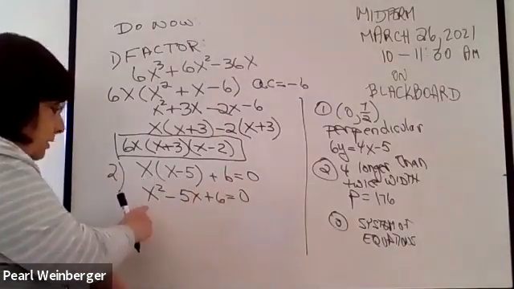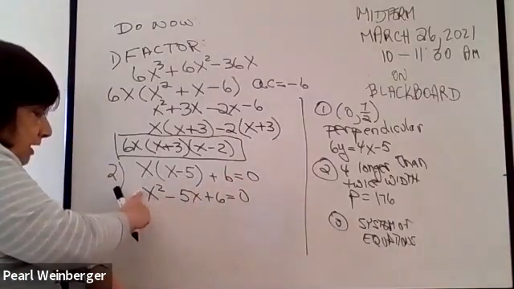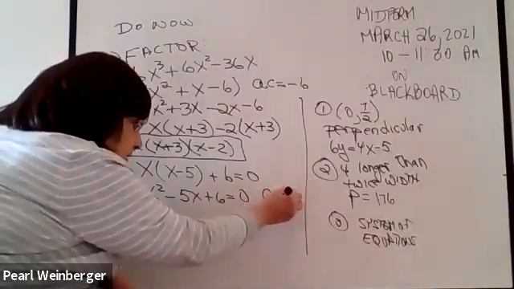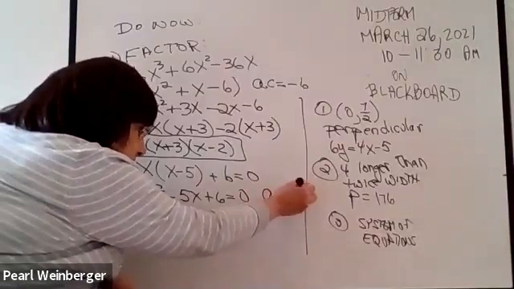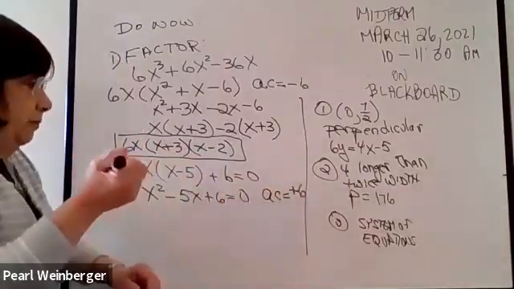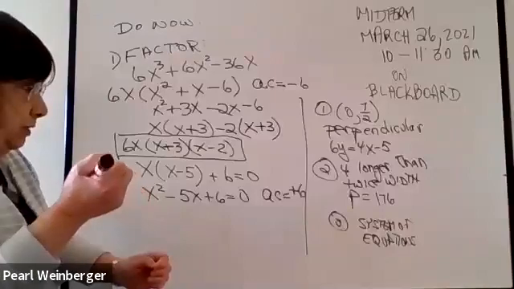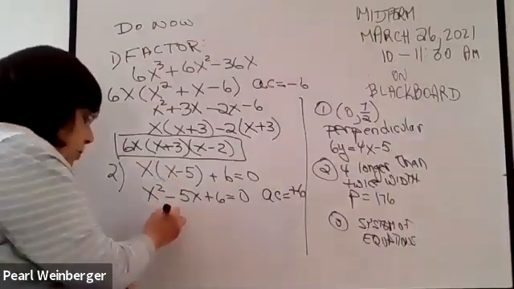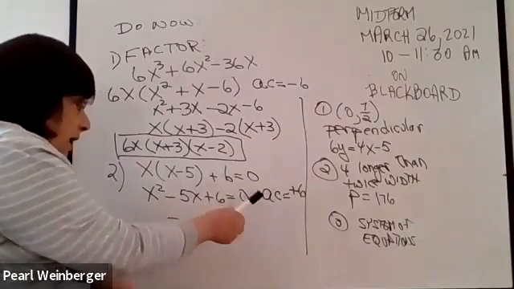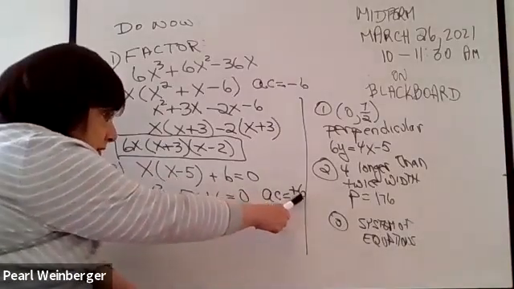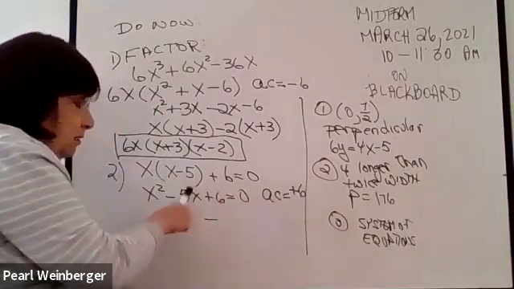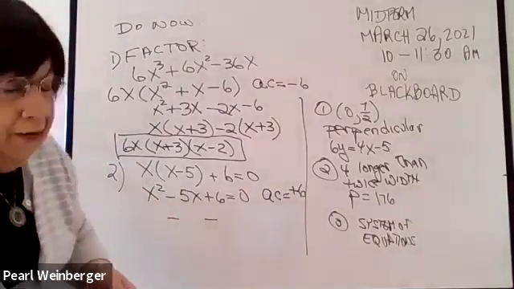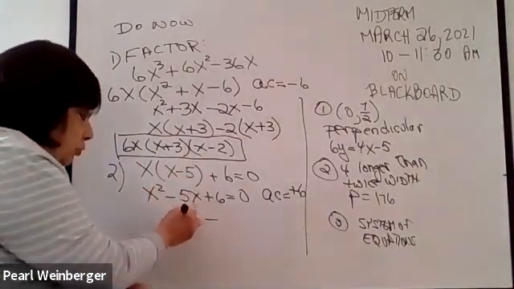Now, if I want to use the AC method on this, the A again here is 1, the C is 6, so my AC is +6, which means I'm looking for 2 numbers that are going to be the same sign, and since the middle term is negative, they're both going to have to be negatives. And they're going to have to multiply to 6, but when I add them, they're going to add to 5. I think everybody would agree that the numbers have to be 2 and 3.